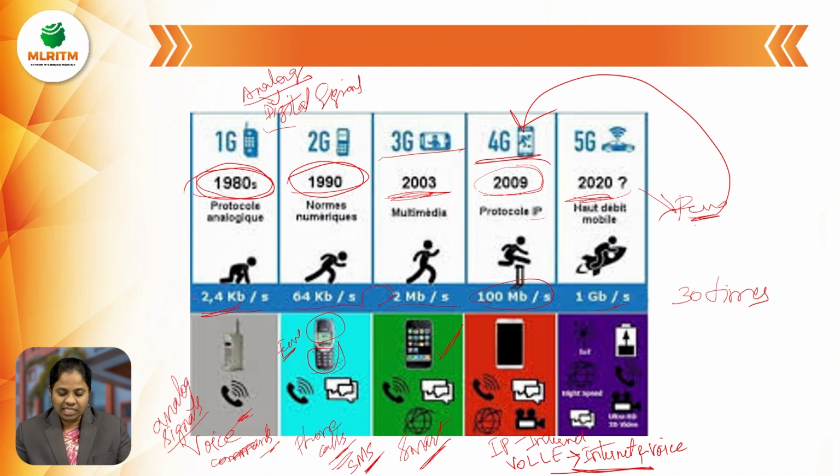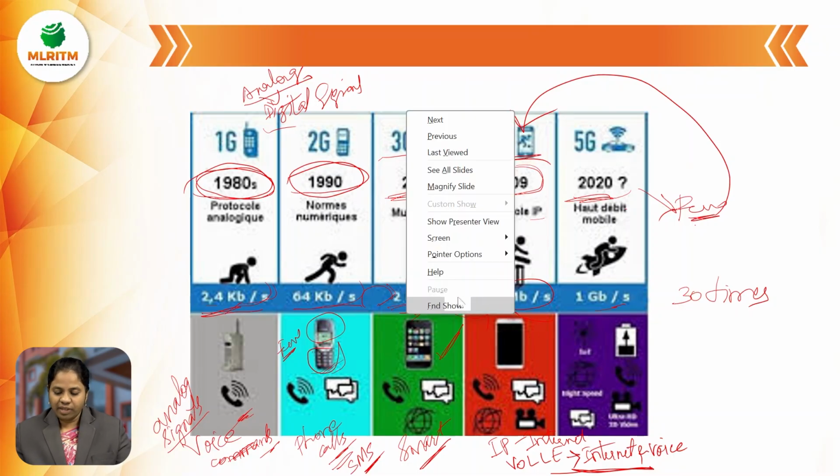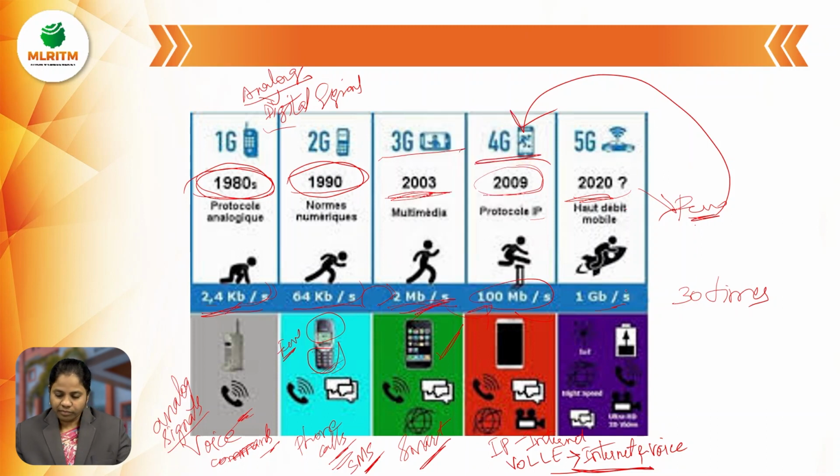The speed drastically improved, where in first generation it is 2.4 kbps, in second generation 64 kbps. Coming to third generation, from kbps it has improved to Mbps. 2 Mbps was the basic speed supported in 3G. Coming to 4G, it has drastically improved from 2 Mbps to 100 Mbps, and this speed has even more improvement in 5G.